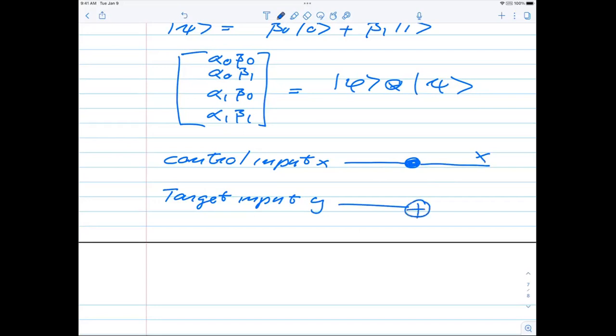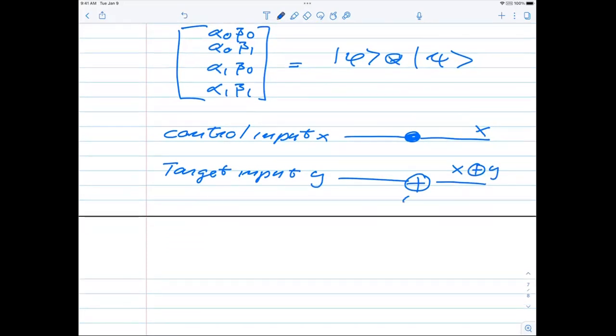So this is actually the addition of the qubits modulo 2. So this is going to be given by X and Y modulo 2. So the addition, plus, and modulo 2. So this operation here is the same as addition modulo 2 here.